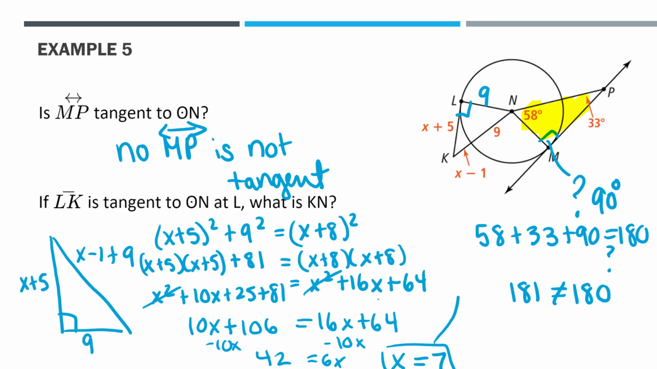We take x is equal to 7, we plug that into x minus 1, so we get 6. So that means that KN is equal to 9 plus 6, which is 15.